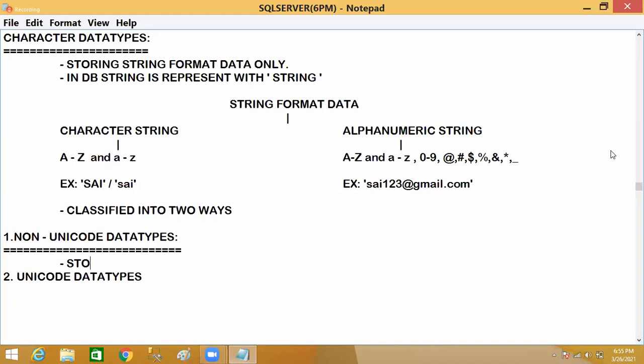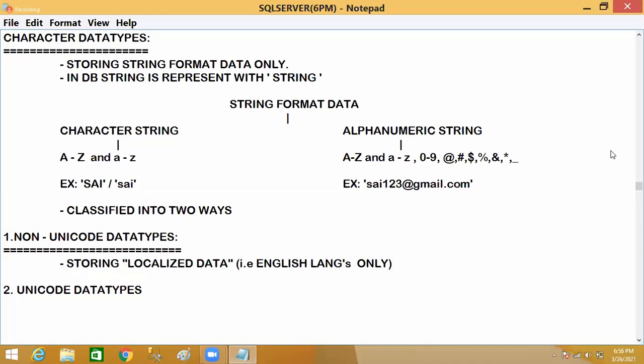So these data types store which type of data? Localized data. So what does localized data mean? That means English language culture. Only the English language culture is supported.